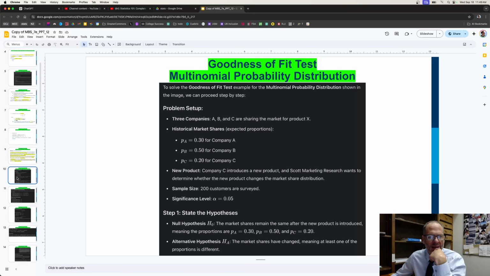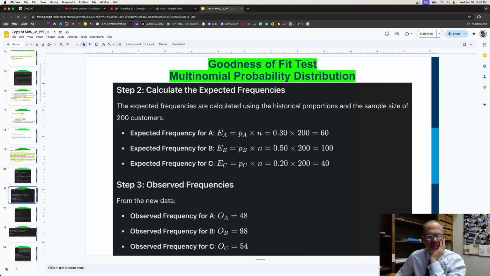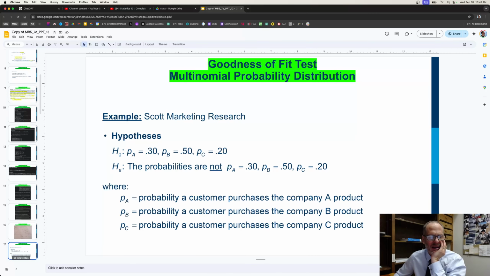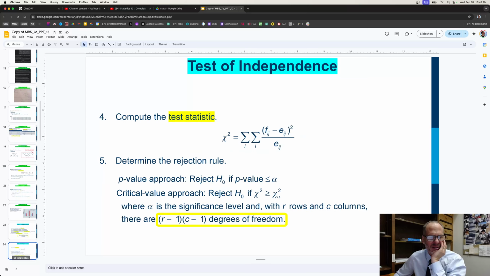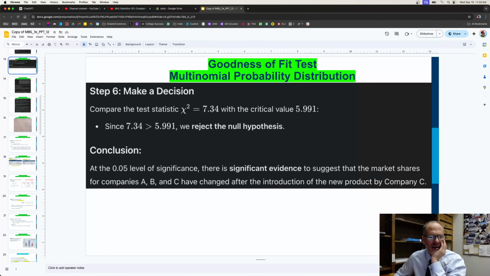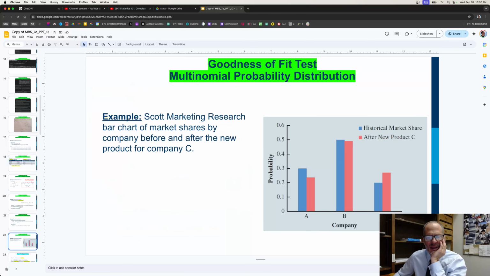So here we go. And then I put all this into ChatGPT just because I'm super interested to see how ChatGPT explained it. So we're going to see that here. And then we're also going to see how the book explained it, which I think ChatGPT actually does a better job than the book. And just so you can get a visual on the conclusion, here are the historical market shares in blue for company slash product A, company slash product B, and company slash product C. So here's the historical market shares in blue, and then after the new product is red.